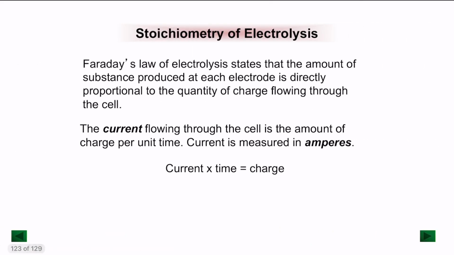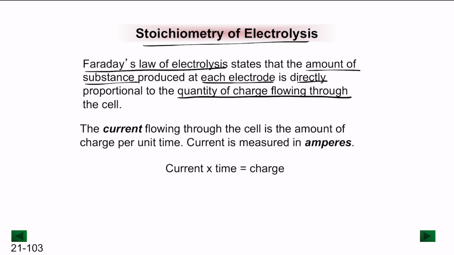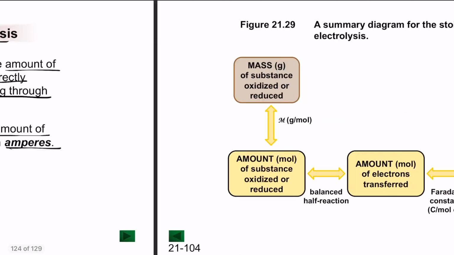So next let's talk about the stoichiometry of electrolysis. We use Faraday's laws of electrolysis, which basically state that the amount of substance produced at each electrode is directly proportional to the quantity of charge flowing through the cell. Current is the amount of charge per unit time, measured in amperes. So current times time equals charge.